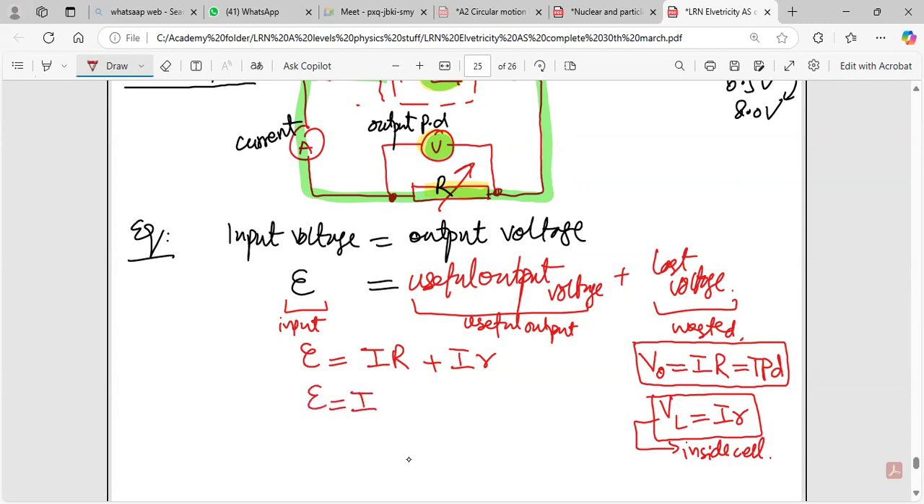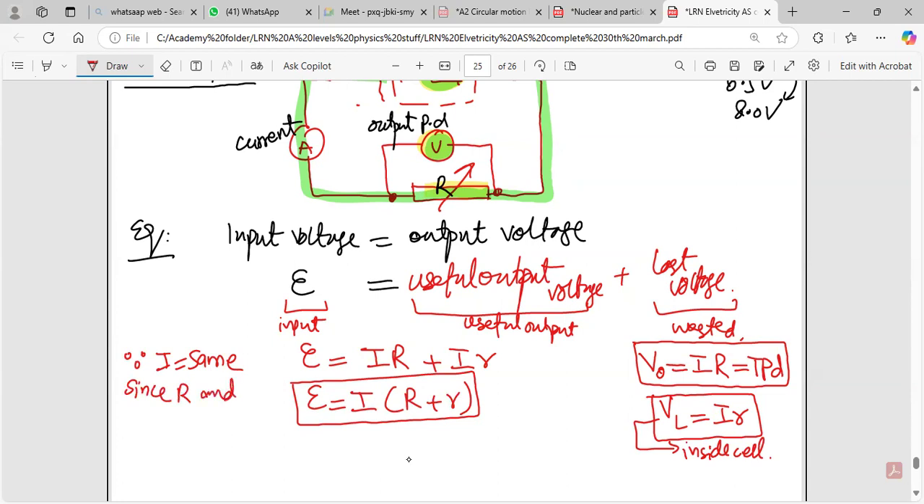What you can do is take I common. Why is I common? Because this is a series circuit. And we know that I is the same. Why? Because R and small r are in series. That's why we say that this is a series circuit.